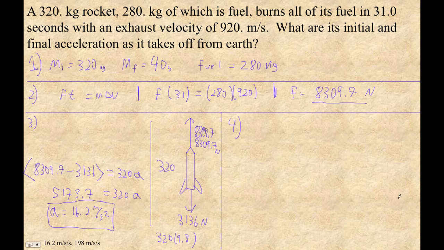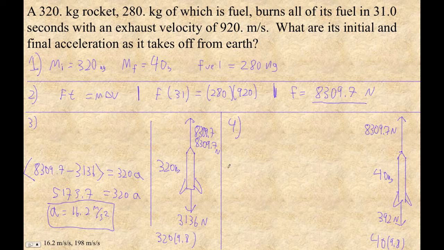And then finally, let's draw a picture of this rocket. In the end, it's got a force. The force is still 8309.7 newtons up because we assume the thrust doesn't change. But in the end, we only have 40 kilograms. I like to write it this way because it seems clear to me. 40 times 9.8. So that's 392 newtons.